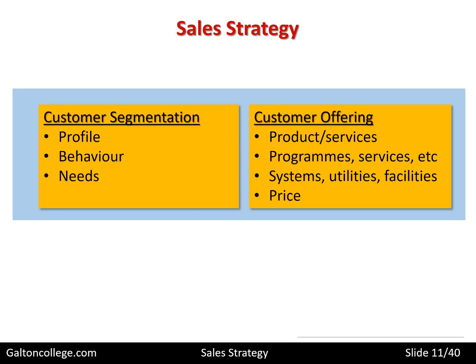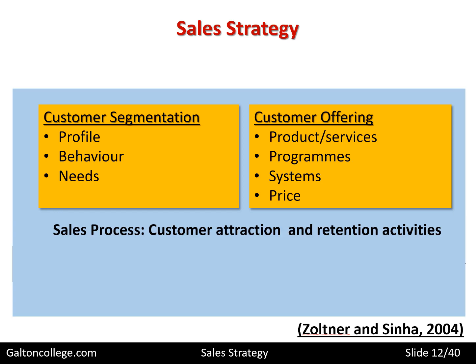If it's set too high, it may allow competitors to come into the market and take the customers. If it's too low, it may jeopardize the future of the business. So setting the price is a particularly tricky exercise.